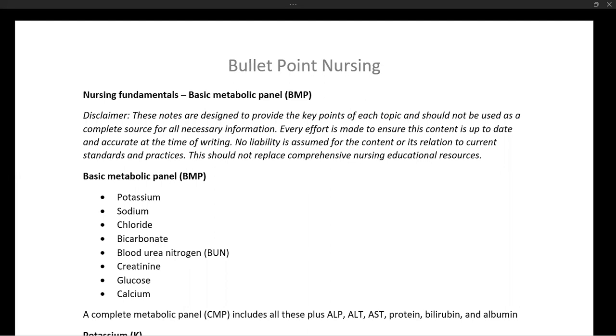A BMP is sometimes used, and otherwise commonly used is a CMP, or a complete metabolic panel. A CMP includes everything from the basic metabolic panel, plus it checks a few other things, mostly related to the liver, including the ALP, ALT, AST, protein, bilirubin, and albumin levels.